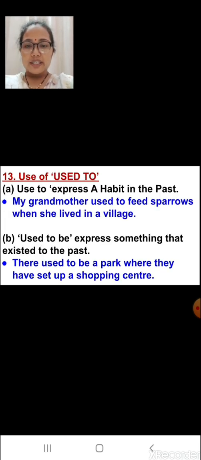Now, number 13 is the use of used to. Used to expresses a habit in the past. For example, my grandmother used to feed sparrows when she lived in a village. Used to is also expressed for something that existed in the past. For example, there used to be a park where they have set up a shopping center.